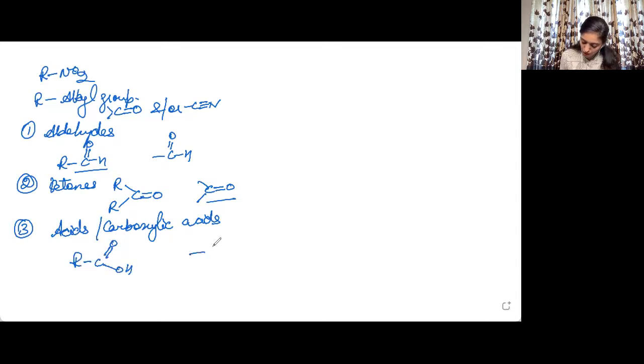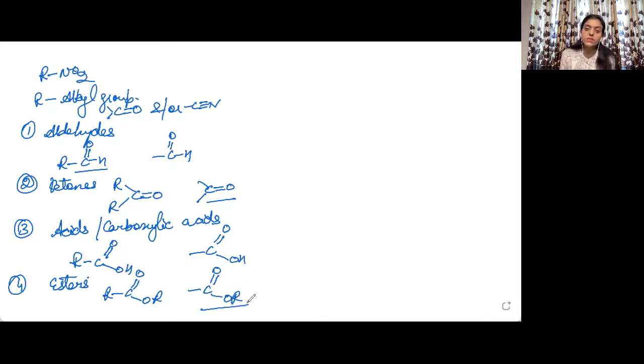Now the functional group here is, so sorry. Okay. Then the fourth one is esters. R, C double bond O, OR. So here it is C double bond O, OR. Now this is the functional group here. Because of this, it will be having the specific chemical properties.